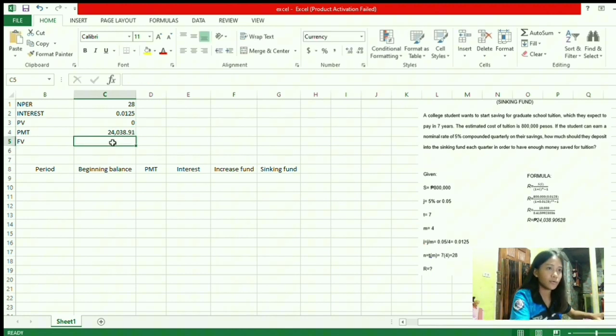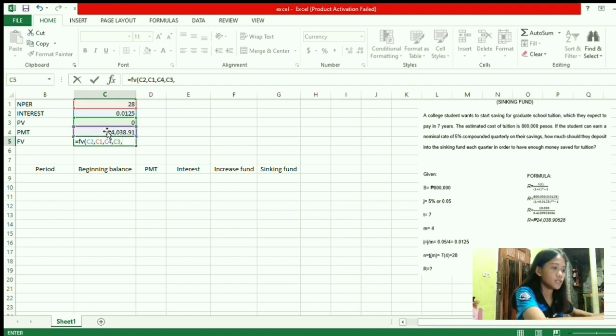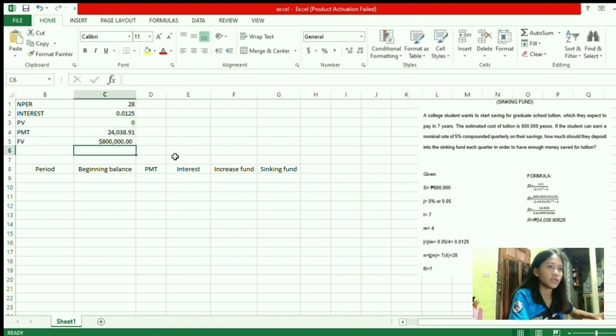And then for our future value, put an equal sign and then FV, then open parentheses, then click the interest, then comma, then the NPER, then the PMT, and then the PV, and then put a 0 at the end, and then close parentheses. We need to put a negative here in C4 to get the future value, which is the 800,000 pesos. So click enter. There, the future value matches the future value here. So our answer is correct.